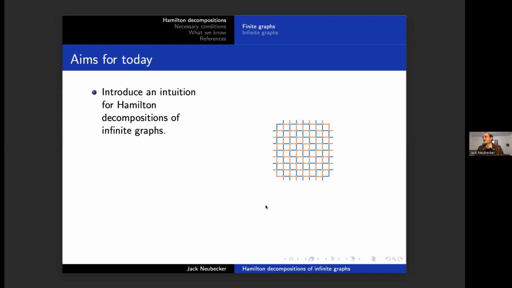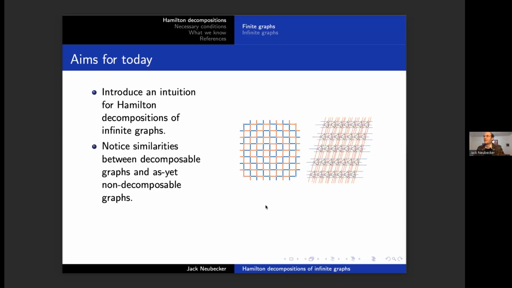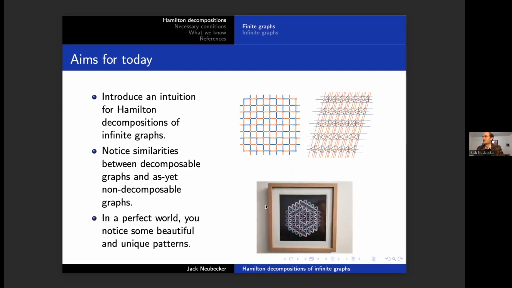The aims for today, at the very least, what I'd like to do is introduce an intuition for Hamilton decompositions of infinite graphs. If you can understand why I think the picture on the right is so beautiful, then I'll consider that a win. Beyond that, it would be nice if we could notice some similarities between graphs we do know how to Hamilton decompose and graphs which, as of right now, we don't know whether we can or not. And in a perfect world, someone somewhere in the talk notices a beautiful and unique pattern, and we can use that to build some beautiful mathematics. But I'll probably just settle for the first two.